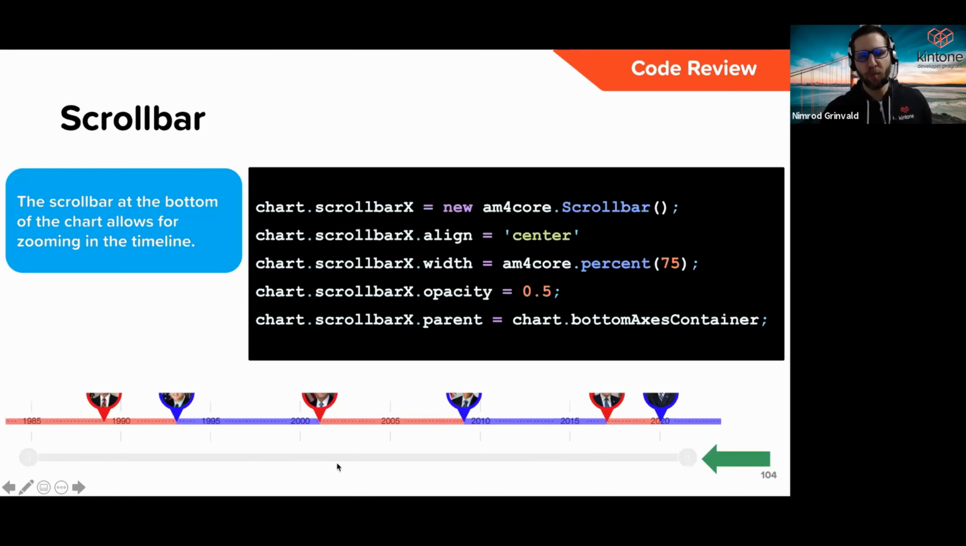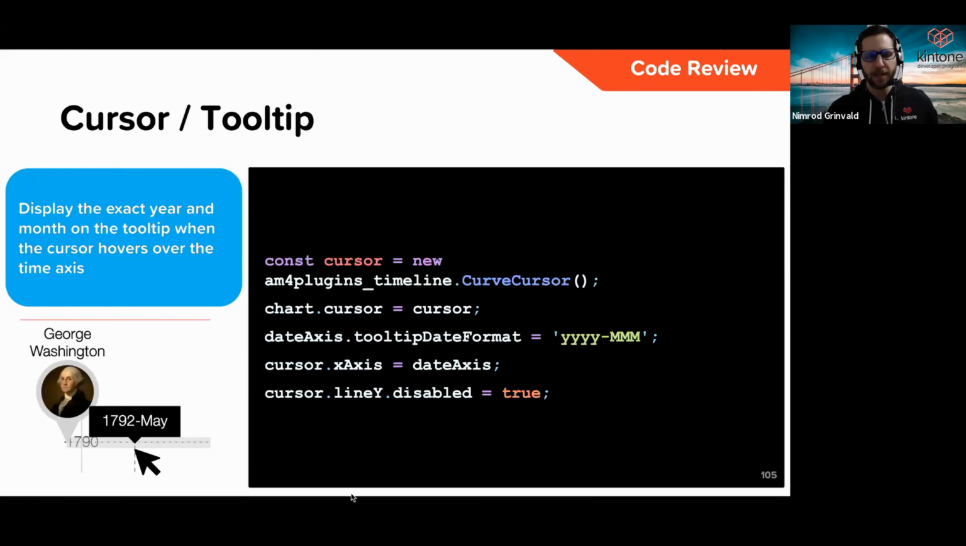Then we have a scroll bar. This was what allowed us to zoom into a certain chunk of the timeline. And this is all of the information that allows us to do that, all the parameters we can play with to do that. And then we've got a tooltip that we can hover over. It gets us the year and the month, and we get the date axis. The date axis provides the tooltip data.